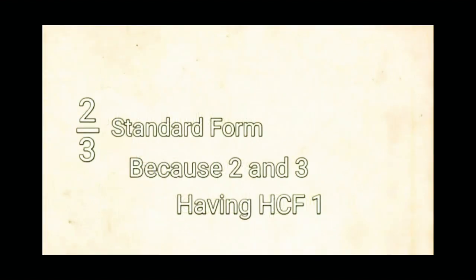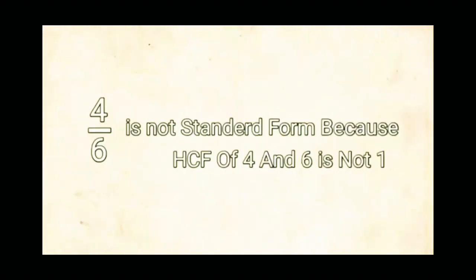For example, 2 by 3 is in the standard or simplest form. How? Because 2 and 3 both have only 1 as a common factor, so the HCF of both numbers is 1. So 2 by 3 is in the standard form. Similarly, 4 by 6 is not in standard form because 4 by 6 can be cancelled out further, and the HCF of 4 and 6 is not 1.